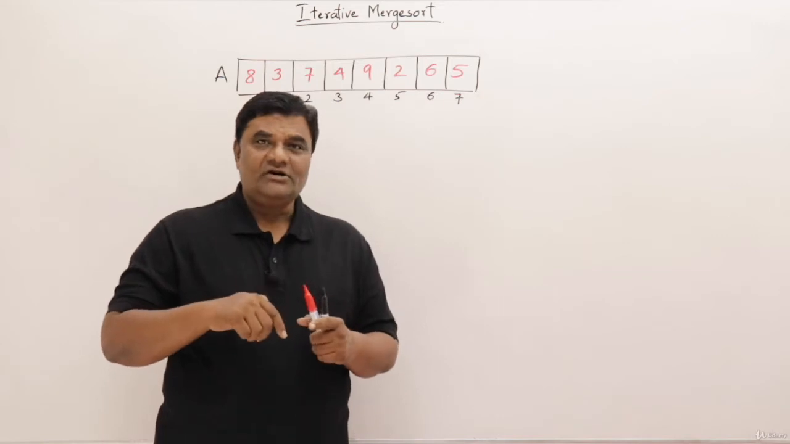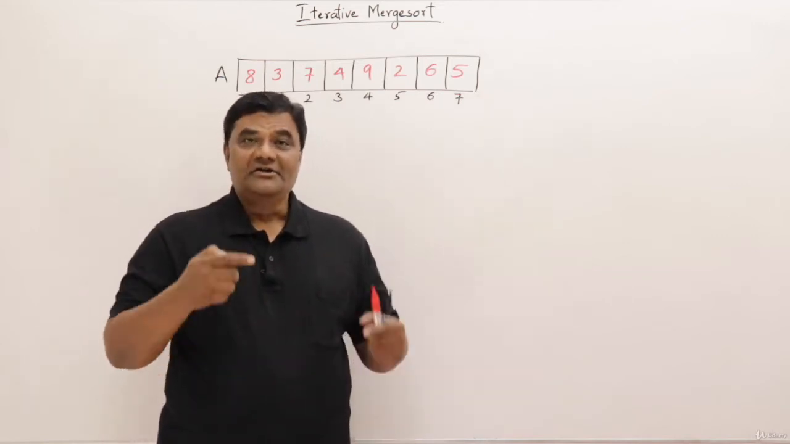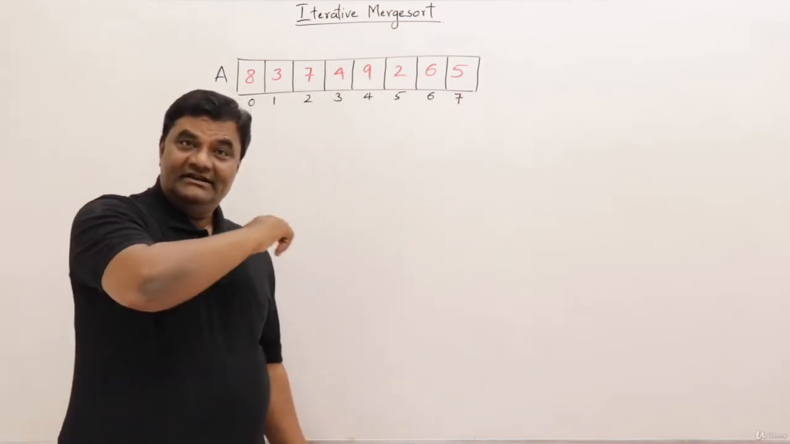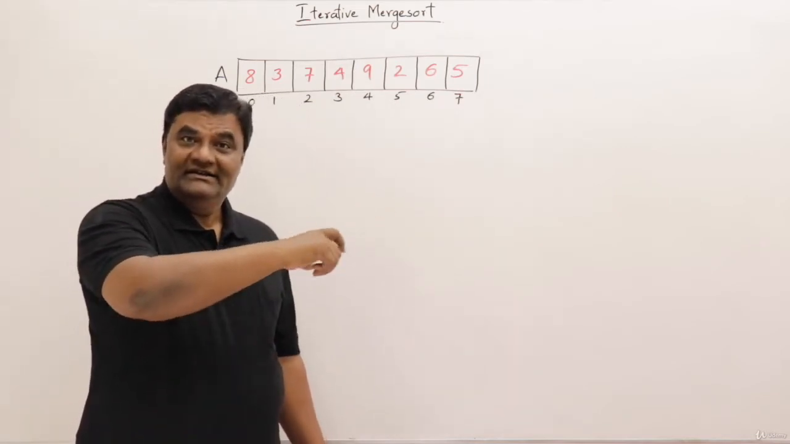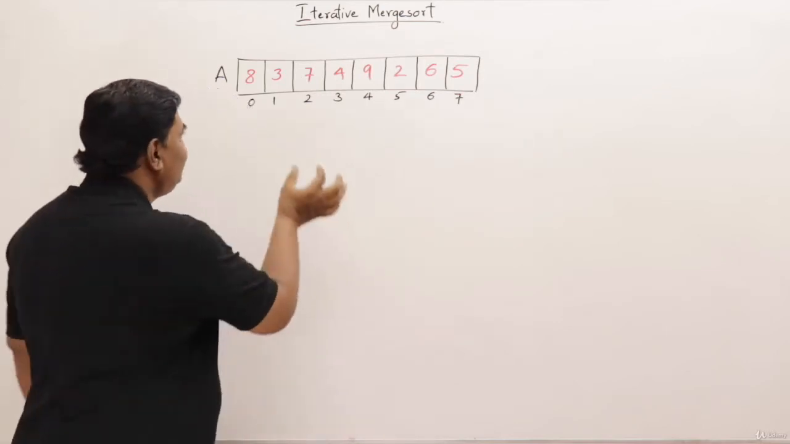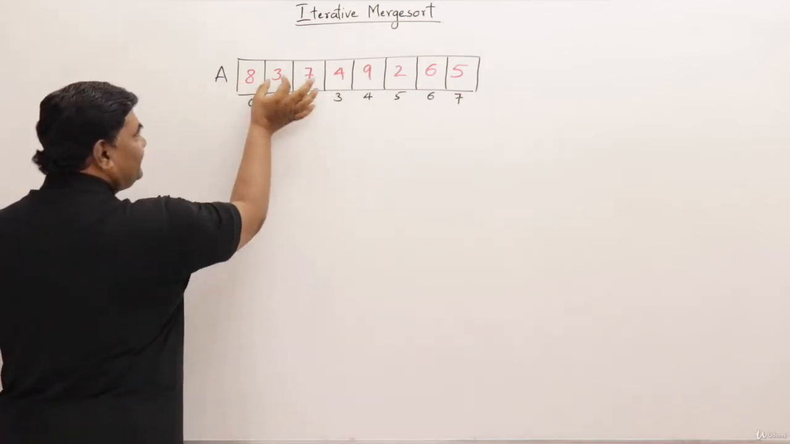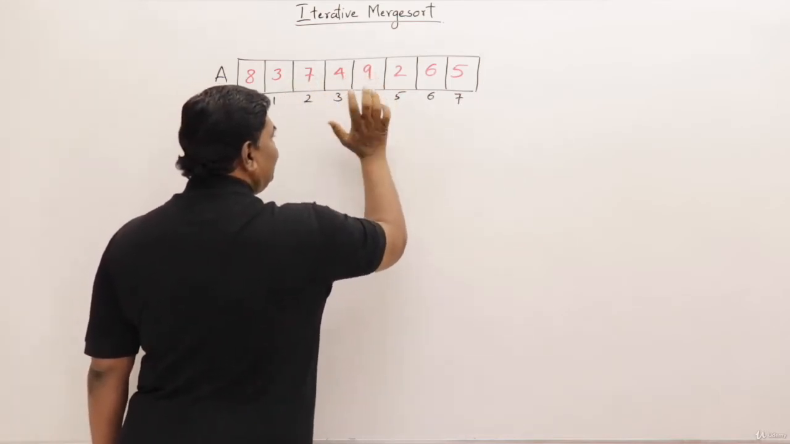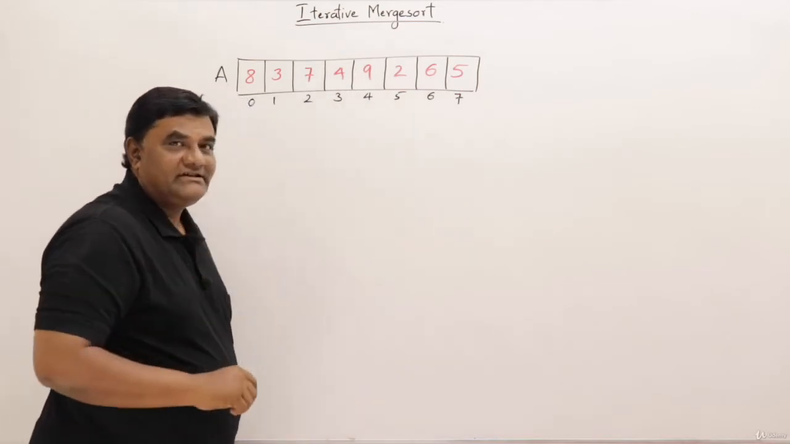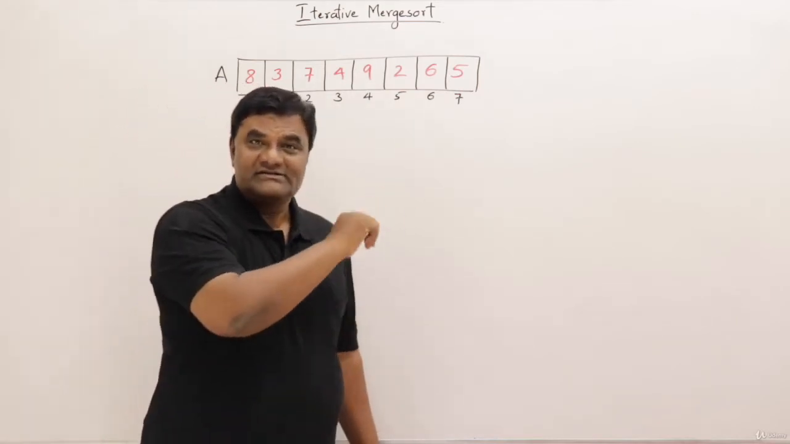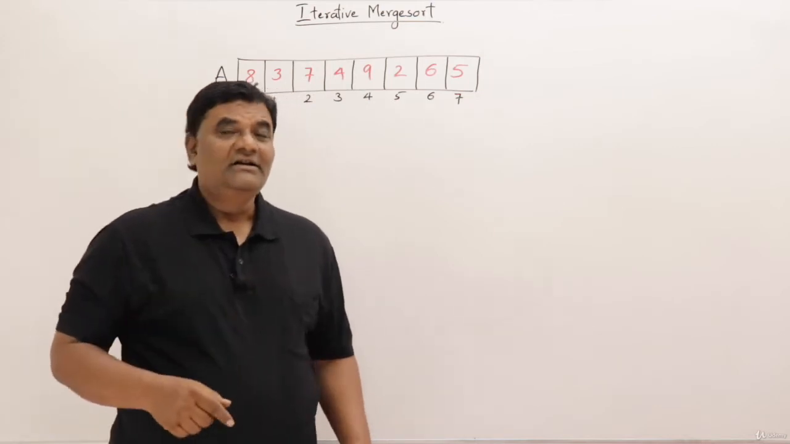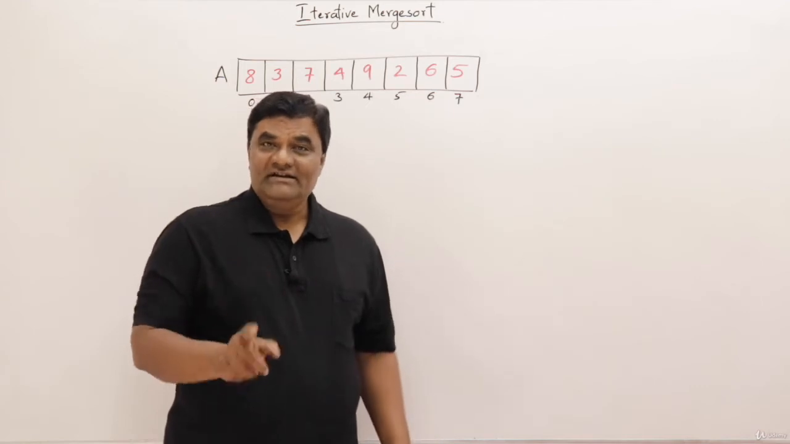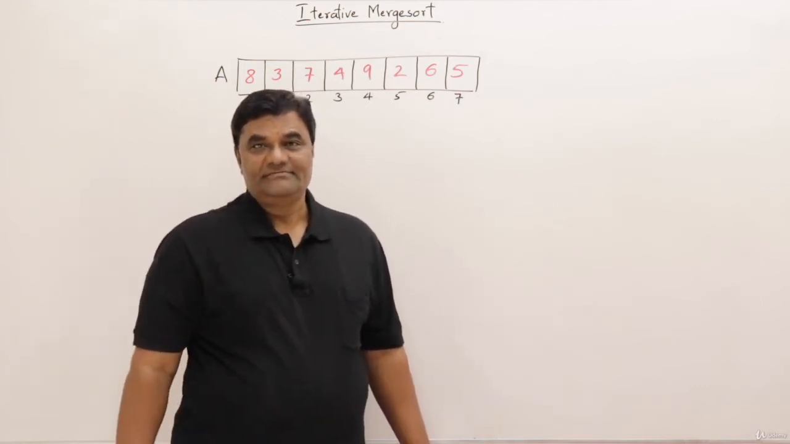Now to apply merge sort, we change the statement. We say that there is an array containing 8 lists. How? See, this 8 itself is one list, 3 is one list, 7 is another list, 4 is another list, 9 is another list, 2 is too. So like this we say that each element is a list. Now I'll repeat the statement. There is an array containing 8 lists where each list contains one element.